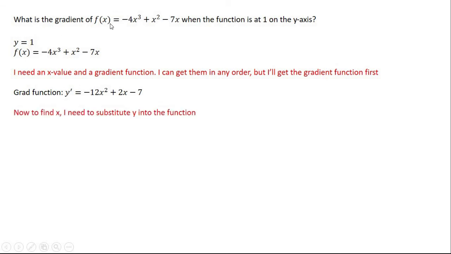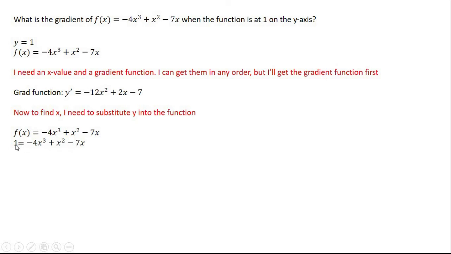Now be very careful here. Don't substitute y equals 1 in here. This is the gradient function. Okay? Put it in here. Y equals 1. Again, we ask ourselves, is that calculator work or is that an equation? Okay, it's an equation. Is it a linear equation? No, it's x cubed and x squared and all that.